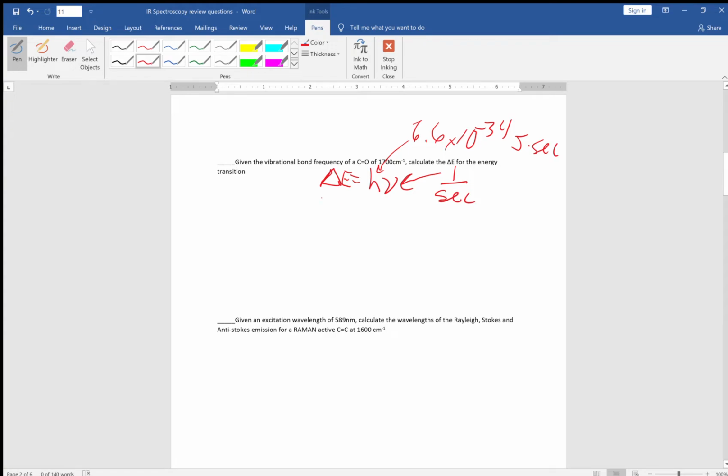We can convert. The reciprocal of reciprocal centimeters is going to give us a wavelength in centimeters, about 6 times 10 to the minus 4th centimeters. Then it's just a matter of using c is equal to lambda nu to get to our frequency that we need to calculate energy.